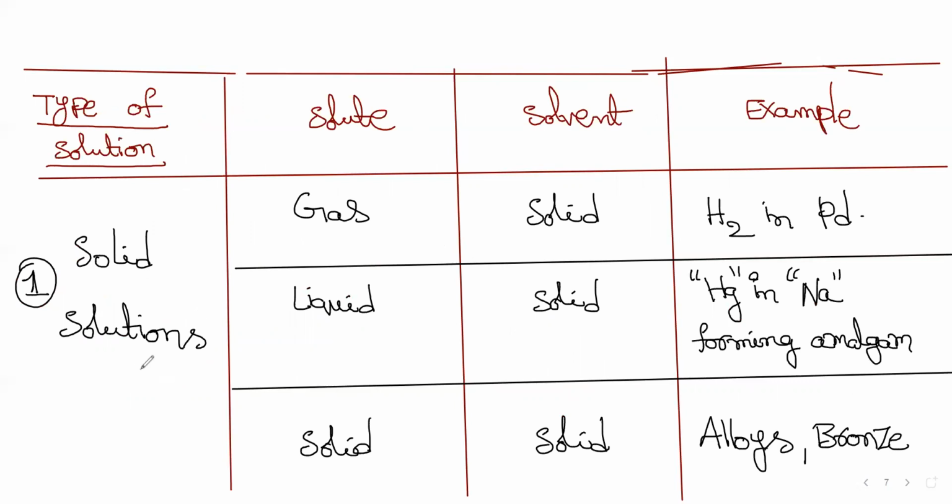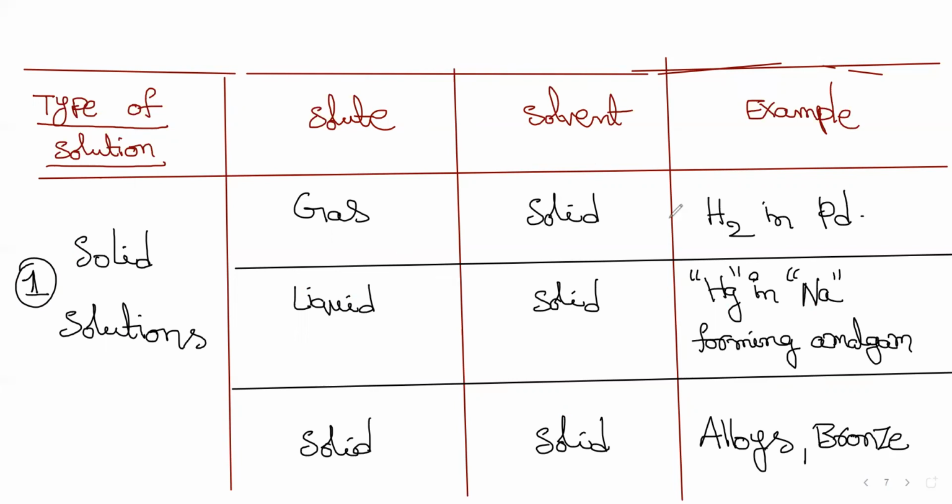So the first type is solid solutions. The solid solution in turn will have three types, based upon the solute. The solvent is the same, it's a solid, and the solute will keep changing. So that's the idea you need to have.